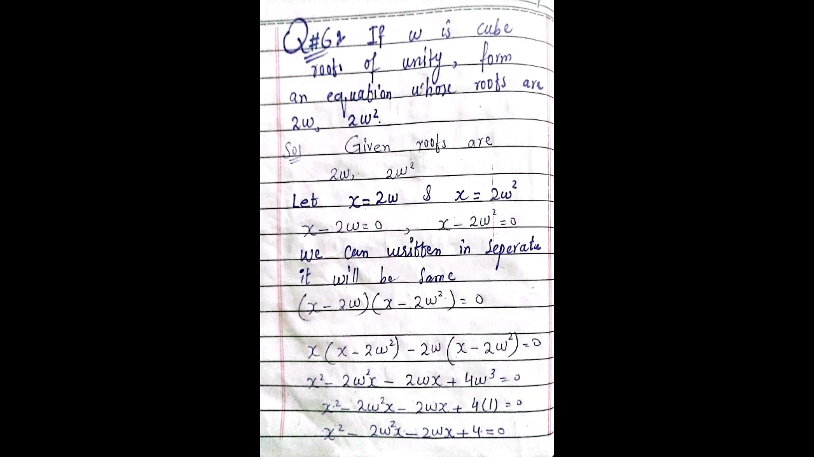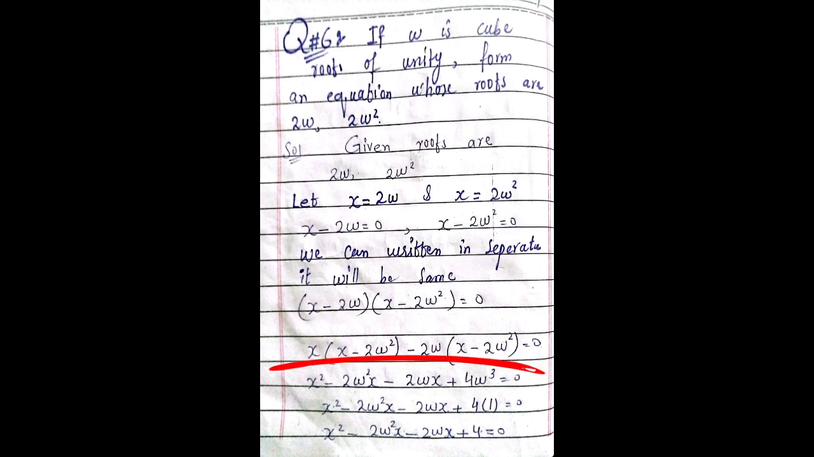Step 3. Writing the equation using the roots. To form an equation when the roots are known, we use the standard formula: (x minus root 1)(x minus root 2) is equal to 0. Step 4. Expand the equation.